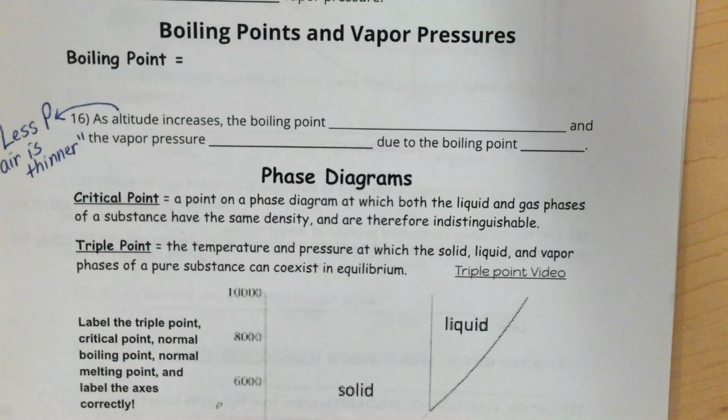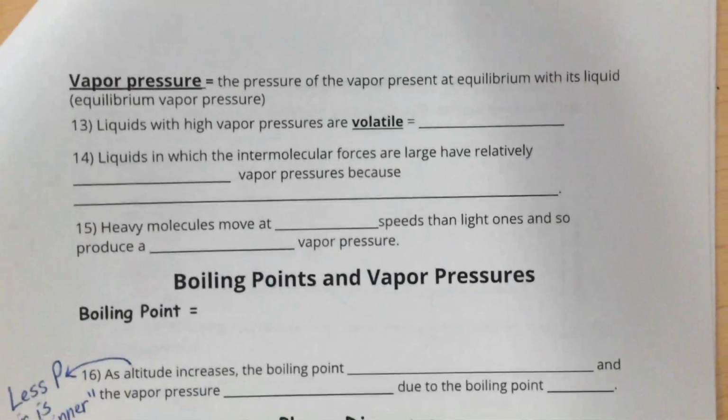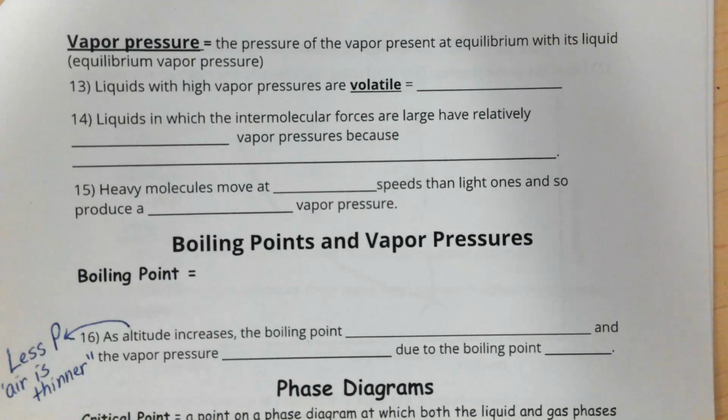Okay, so we're going to look at page 9 of your notes. We're going to start out with vapor pressure. We're really going into phase diagrams here, but you need to understand what vapor pressure and boiling points and all those things actually mean first. So let's look at vapor pressure.